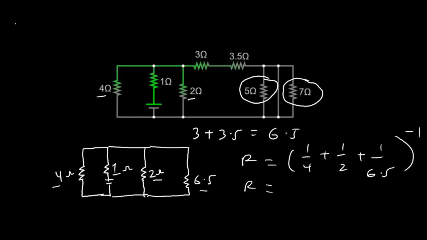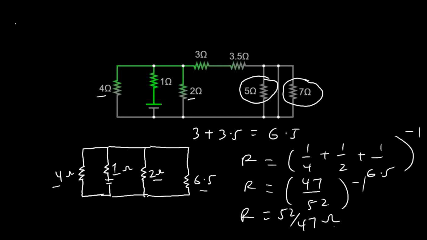That will be equal to 47 on 52, to the power of minus 1. And this will give us R to be equal to 52 on 47 ohms. That will be the effective resistance for the 4 ohms, the 2 ohms, and then the 6.5 ohm resistors, which are in the parallel connection. So then you have the circuit to be something like this.